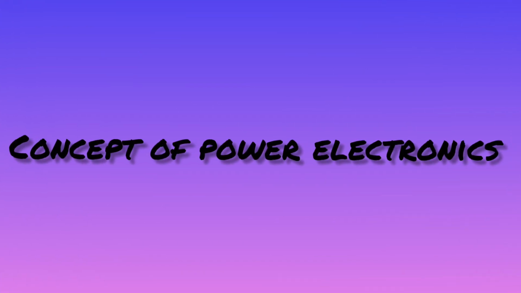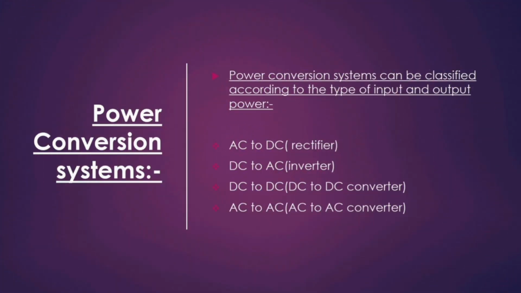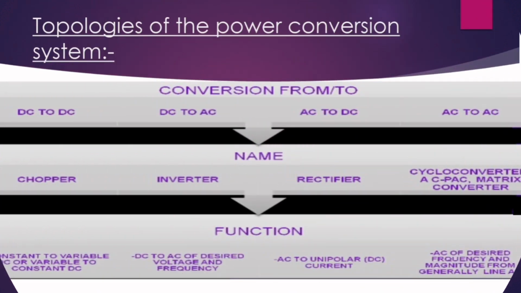Concept of power electronics. Since we know that power electronics is the art of converting electrical energy from one form to another, there is a system that helps in the power conversion process. This system is called the power conversion system. The power conversion system can be classified according to the type of input and output power, that is AC to DC, DC to AC, DC to DC, and AC to AC. In order to explain the concept of the power conversion system easily, here is a topology based on the power conversion system.